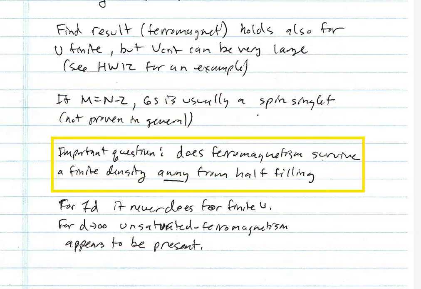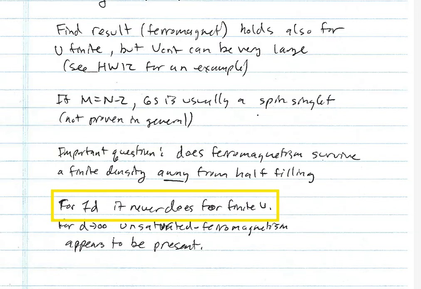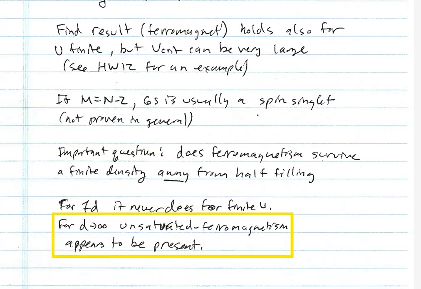An important question that people would like to know is, does ferromagnetism survive for a finite density of electrons away from half-filling? In this case, we just pulled one electron out of half-filling. That's not the same as pulling a finite density of electrons away from half-filling. In the one-dimensional case, it turns out that this never holds for finite u. And for d, the spatial dimension, going to infinity, it's believed that you have an unsaturated ferromagnetism. So that's also not exactly the Nagaoka state.